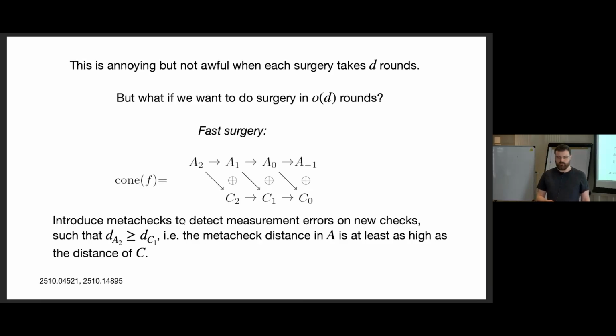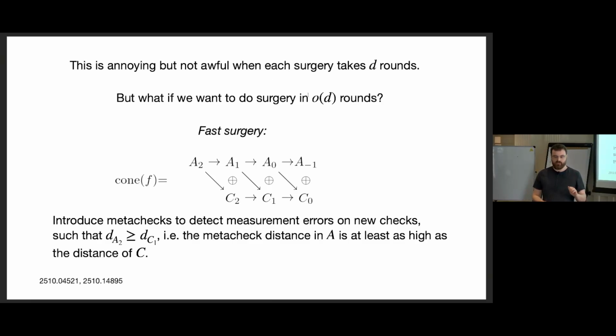So this doesn't really change the asymptotics if each surgery takes D rounds, because if each surgery is taking D rounds and you wait for D rounds between each one, then you're only increasing the time by a factor of 2, which, okay, massive pain in real life, but for asymptotics is not such a big deal.